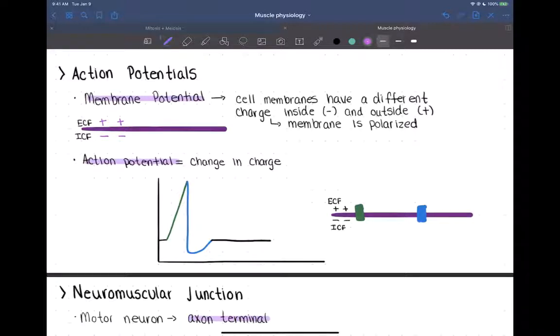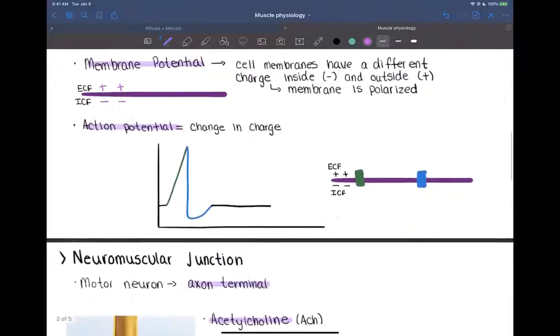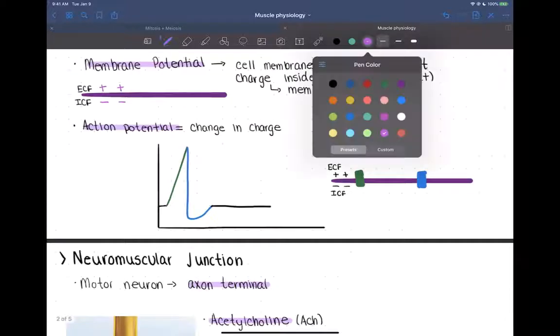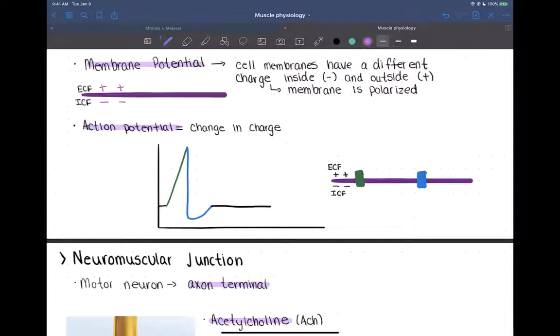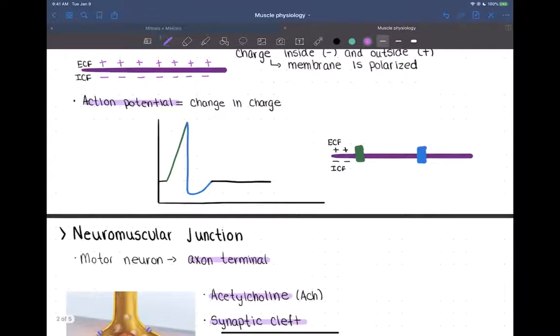And so with an action potential, what happens is we change the charge. It's a change in charge across the membrane. This is just an example of our membrane potential, so our whole membrane just has positive charge on the outside, negative charge on the inside. Okay, so let's talk about what happens when you have an action potential.